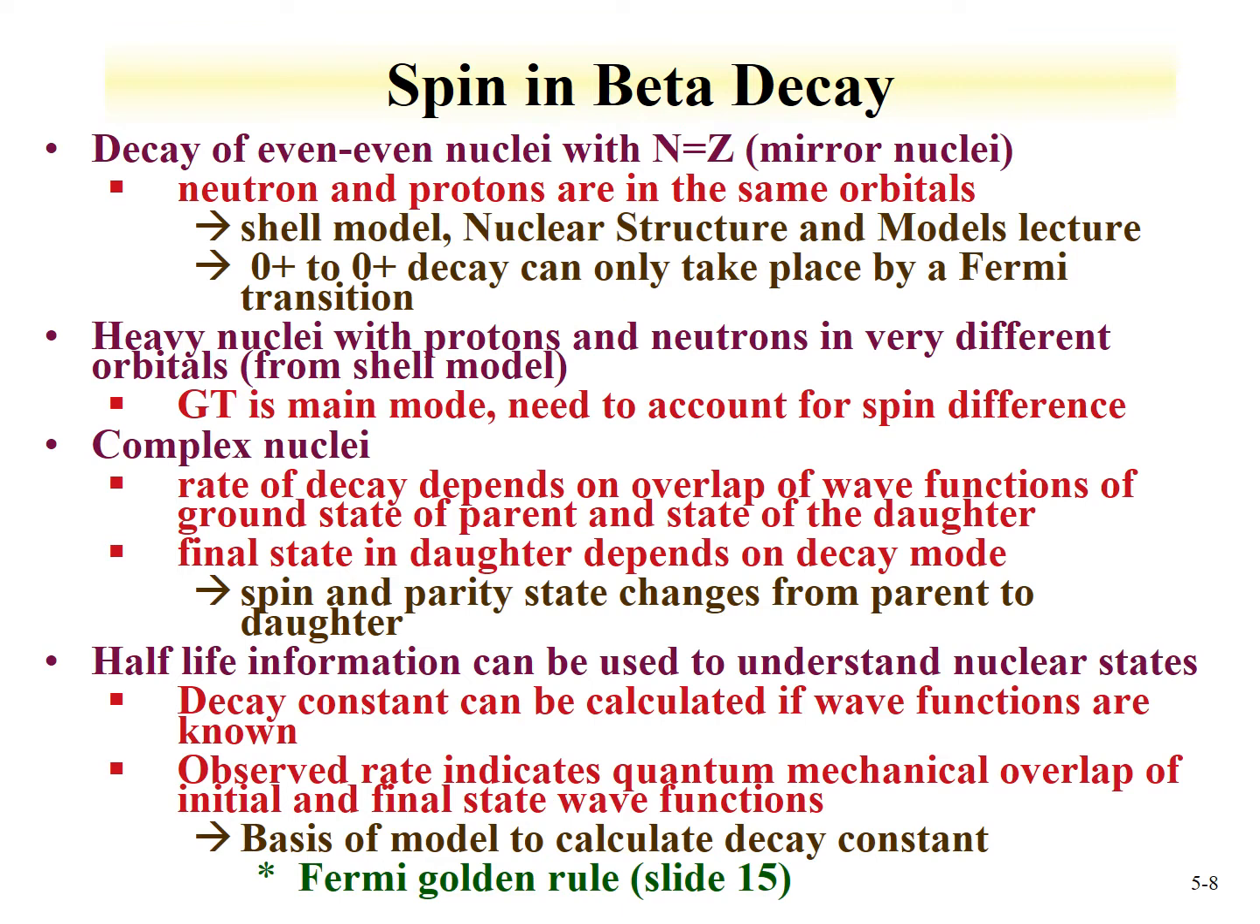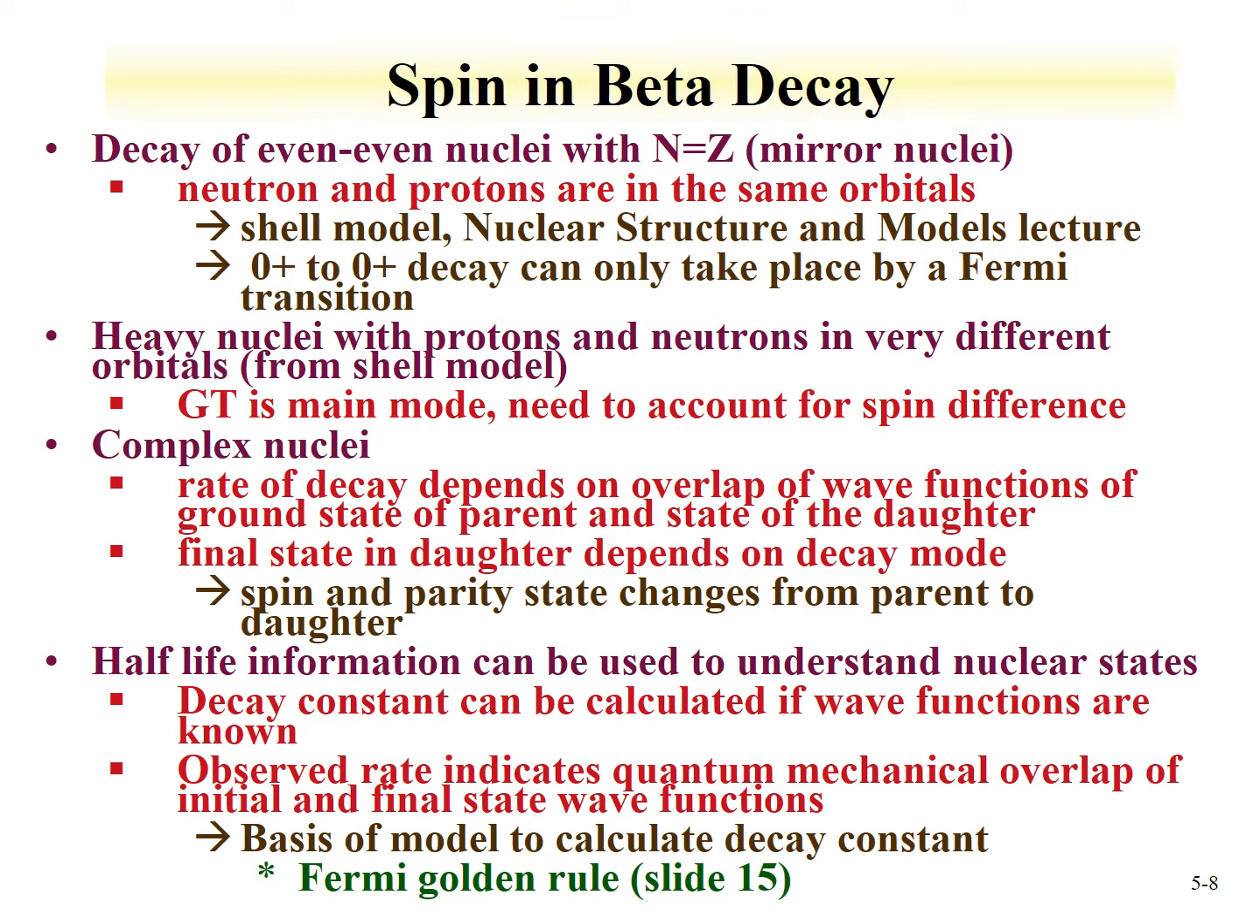Now, these nuclei can be rather complex, where the rate of decay depends upon the overlap of the wave functions of the ground state of the parent and the ground state of the daughter. So what's the probability of getting from the ground state of the parent to a state in the daughter? And this final state depends upon the decay mode. So spin and parity changes from parent to daughter, and the overall degree of the change, is going to have an effect on the rate of decay, or as we see, the decay constants.